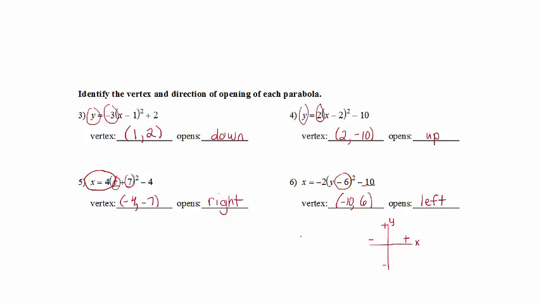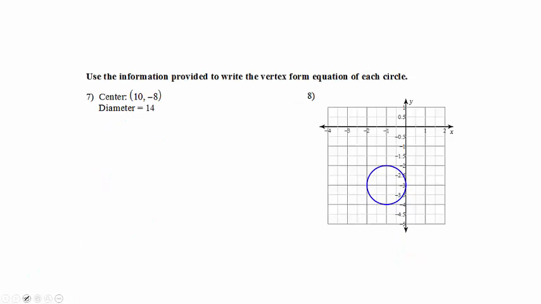So it tells you the direction of opening. Now let's use some information to find the vertex form equation of some circles. The fact that this says vertex form may not be something that your teacher uses, but if you think of the vertex as the most important part of whatever graph we have, then in this case our vertex would mean that it's going to show us what our center is.